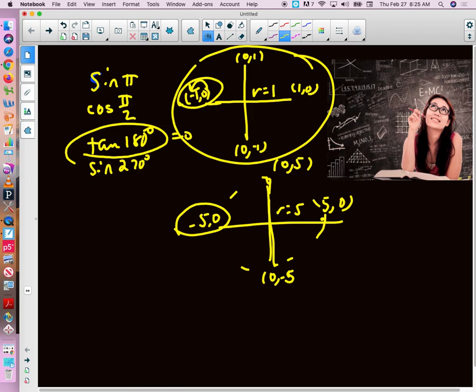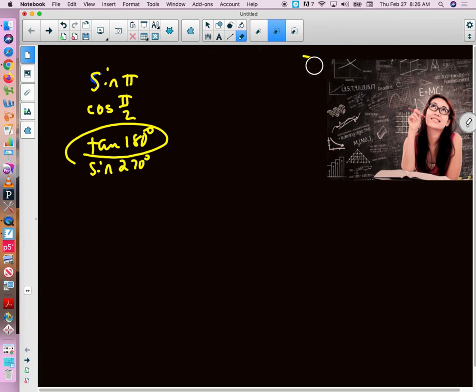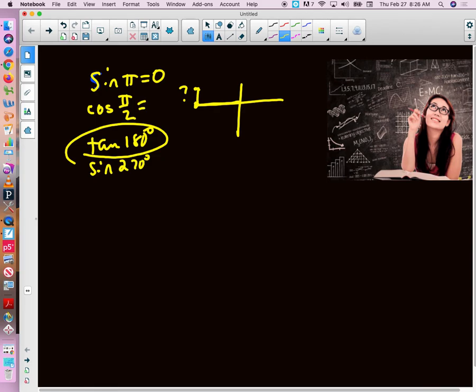Like when I'm doing sine of pi, in my head I automatically go to pi, and I know my x and y coordinate, I'm ready to go with sine of pi. There is no y coordinate, is there? So sine of pi is 0. Cosine's x over r. At pi over 2, is there an x component? So it's 0. Sine of 270, what's my y component? Negative 1. Do you see how fast that is?